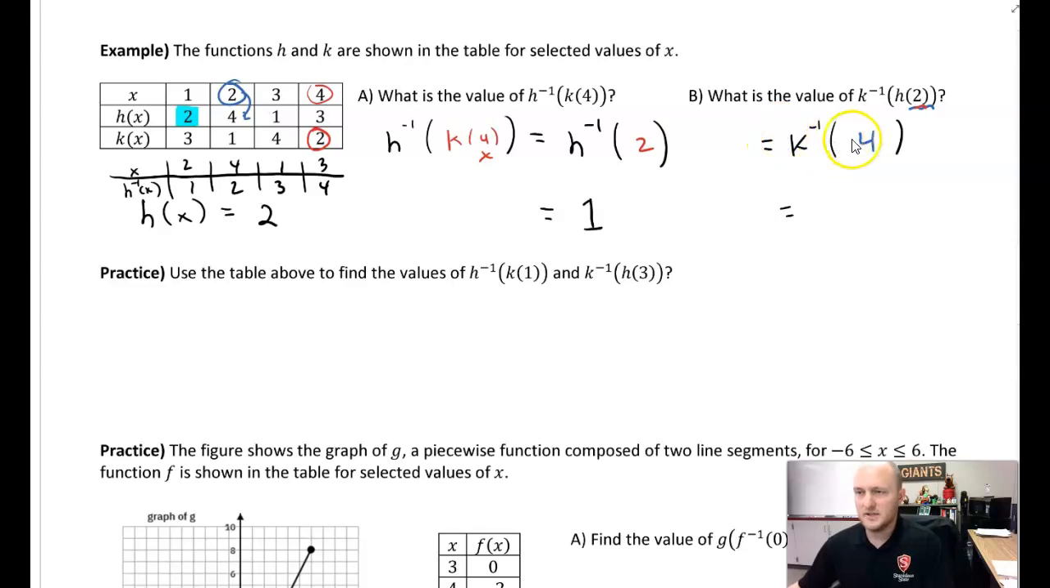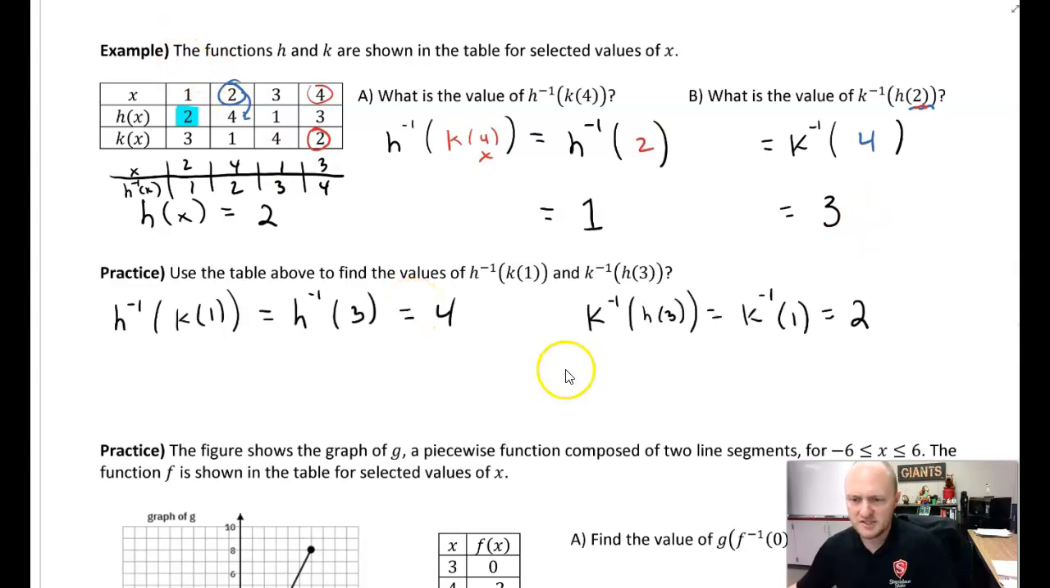All right, well, 4 is an input here, but it was an output for the original k. So I want to go to my k values and find 4, and then the original input was 3. So our answer here is 3. There you go. Not too bad. Okay, I want you guys to go ahead and try this next practice problem. I'll show you the answers here in a moment.